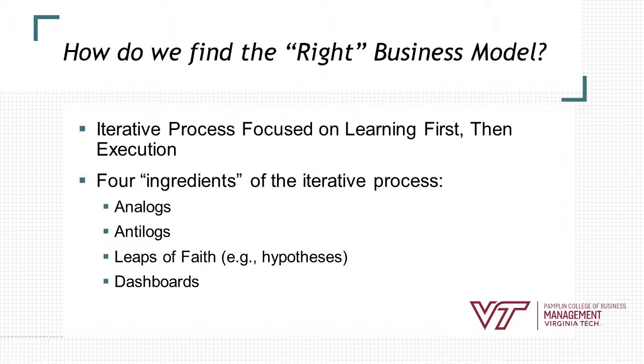The key here is, what does this look like? What does "right" look like? And we've got "right" here in quotations because, again, it's a perception. And so we have to think about that we're never always right, and we have to go through iterative changes to get there. So the iterative process is focused on learning first, right? So asking questions, going through an experimentation process, and then we go through execution.